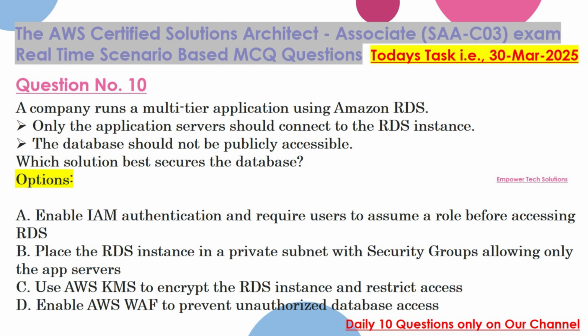Options: A. Enable IAM authentication and require users to assume a role before accessing RDS. B. Place the RDS instance in a private subnet with security groups allowing only the app servers. C. Use AWS KMS to encrypt the RDS instance and restrict access. D. Enable AWS WAF to prevent unauthorized database access.